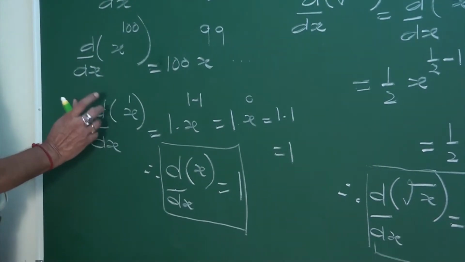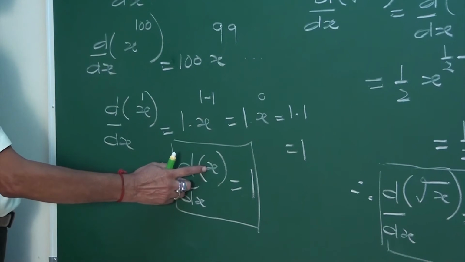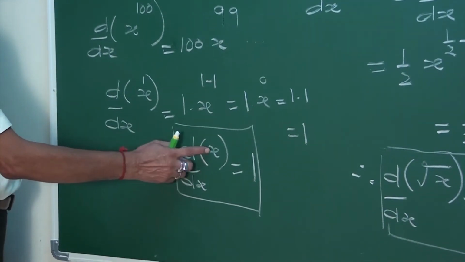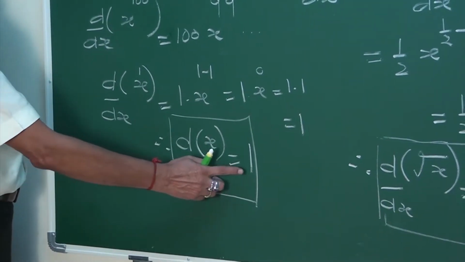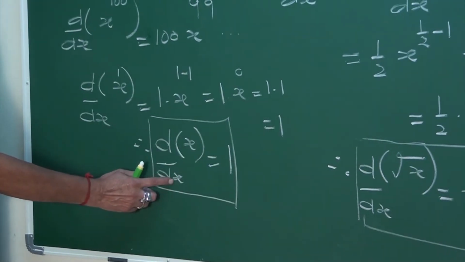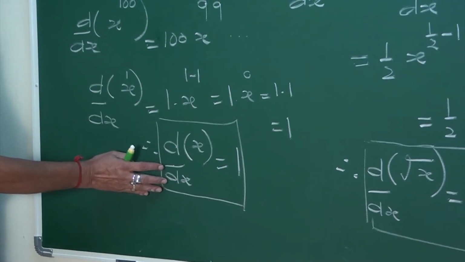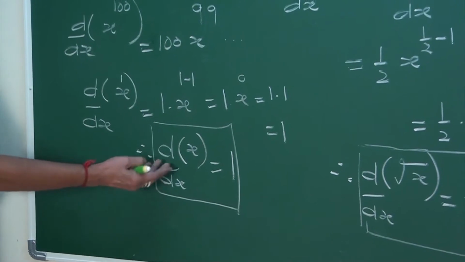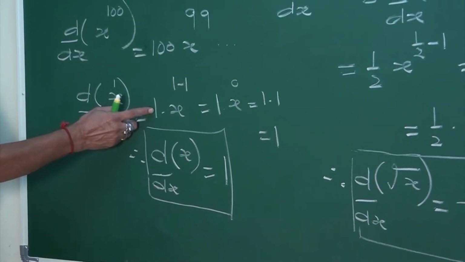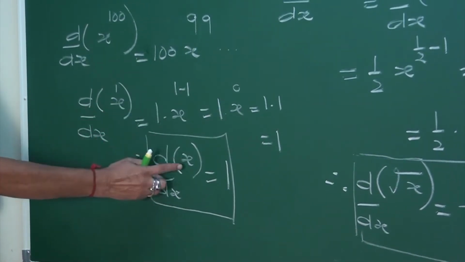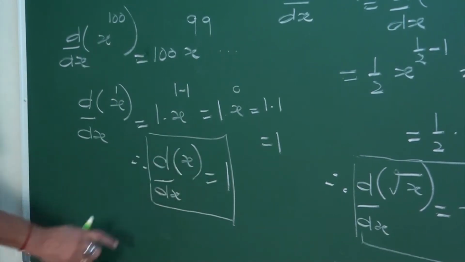Therefore, the derivative of x with respect to x is 1. Yes, my friend. While doing the examples, if it comes, no drama like this, 1 minus 1, no. Directly you can write its derivative is 1.